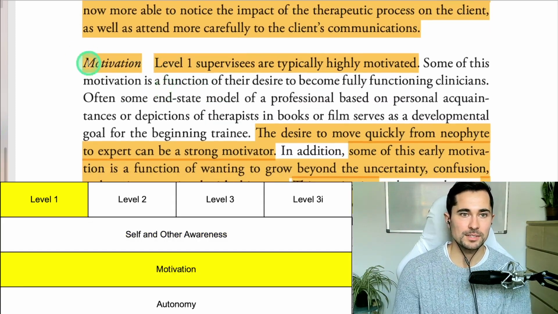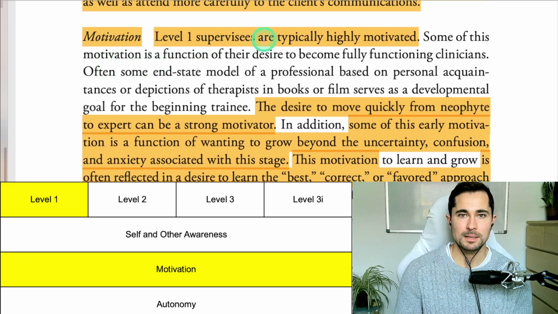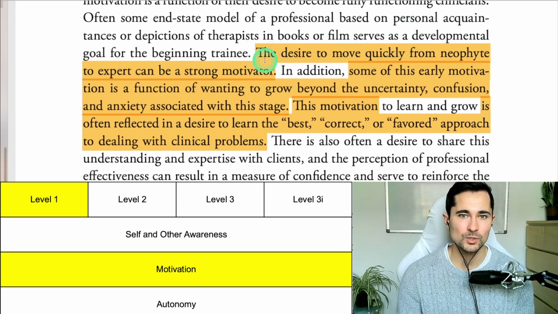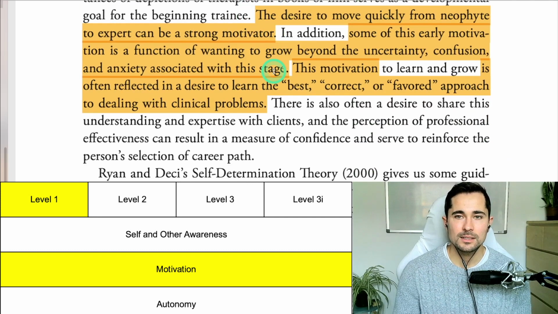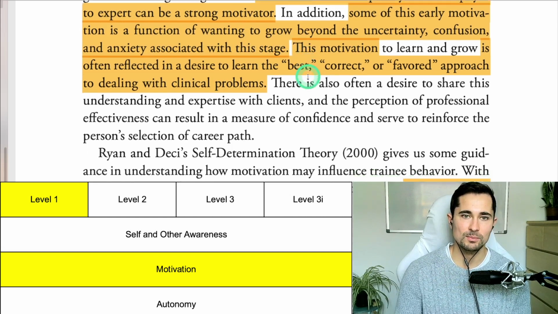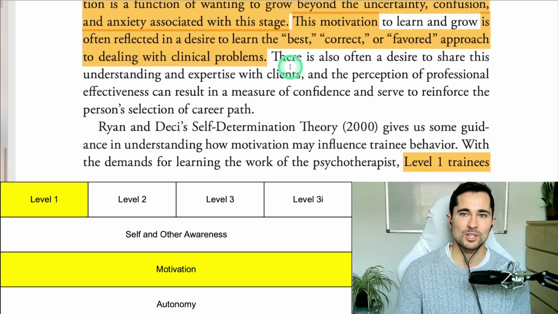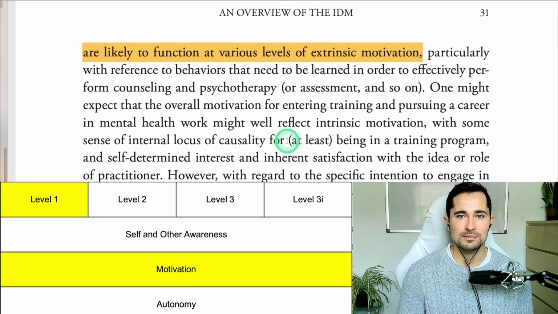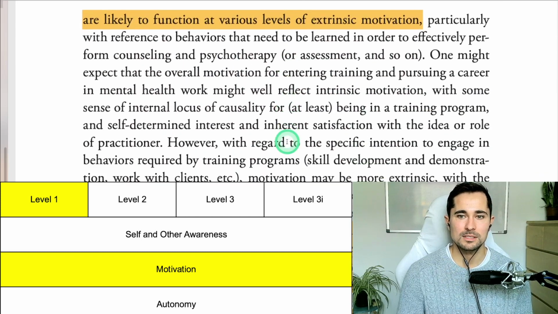So level 1 motivation, they're typically highly motivated. They desire to move quickly from neophyte to expert. This can be a strong motivator. Some of this early motivation is a function of wanting to grow beyond the uncertainty, confusion, and anxiety associated with this stage. So this motivation is often reflected in a desire to learn the best, correct, or favoured approach to dealing with clinical problems. Level 1 trainees are likely to function at varying levels of extrinsic motivation.